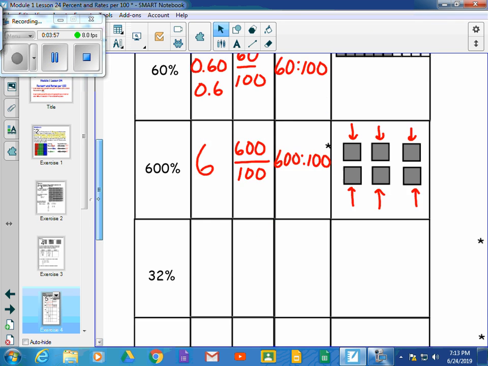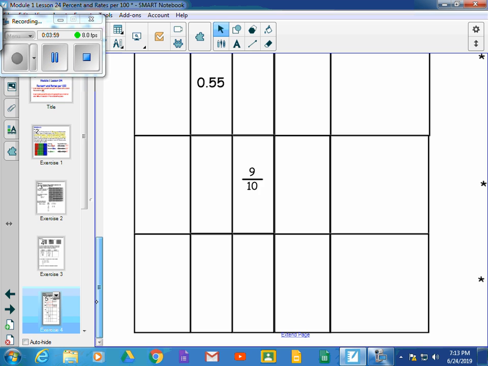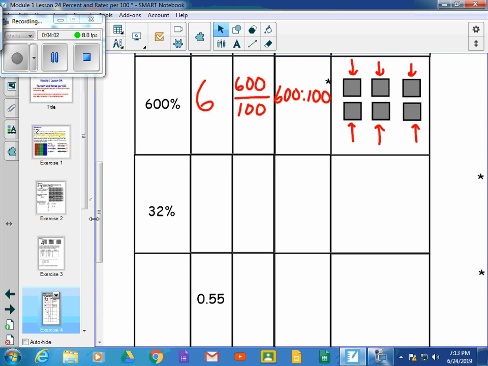Now I'd like you guys to go ahead and finish the rest of this table and check yourself on the key that's provided on Google Classroom.